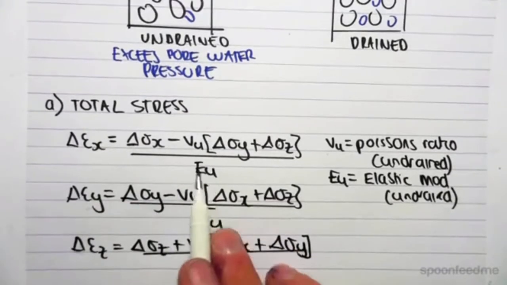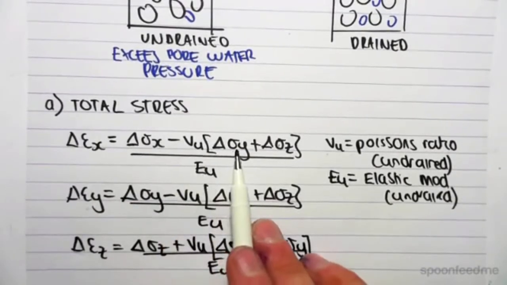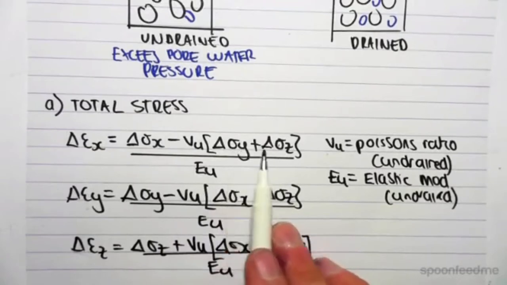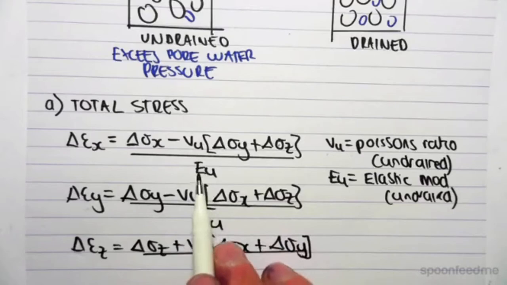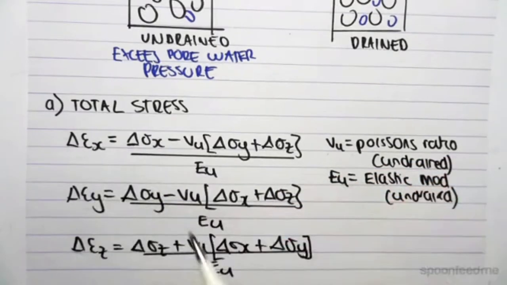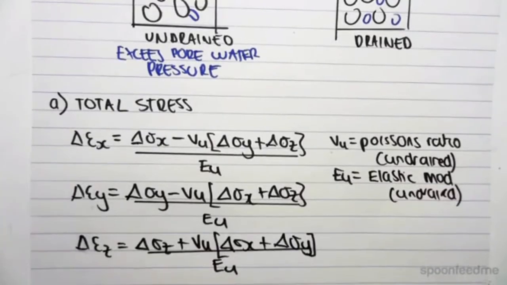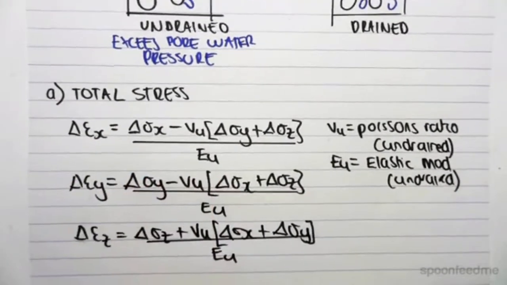And we have to apply the undrained value. So we would be given this change in total stress in the x, y, z direction. We'd be given the Poisson's ratio of undrained and elastic modulus of undrained, and we can go and calculate all our strains in the x, y, and z direction. That's the first method, the total stress method.